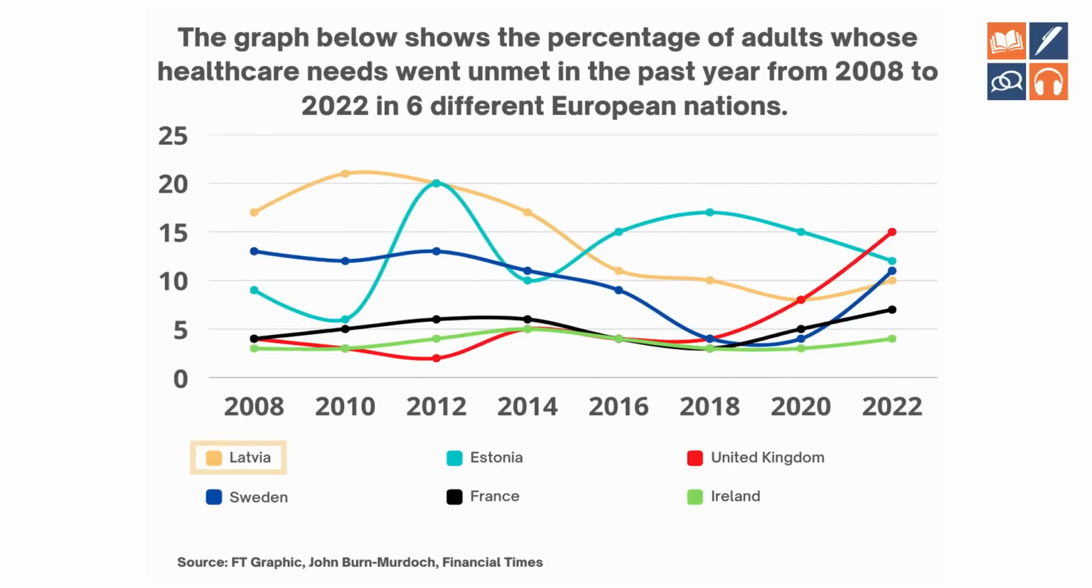If we look at Latvia, Estonia, and Sweden, we can see very large fluctuations happening throughout the period. They have quite dramatic swings and fluctuations. So we probably should include that as well.